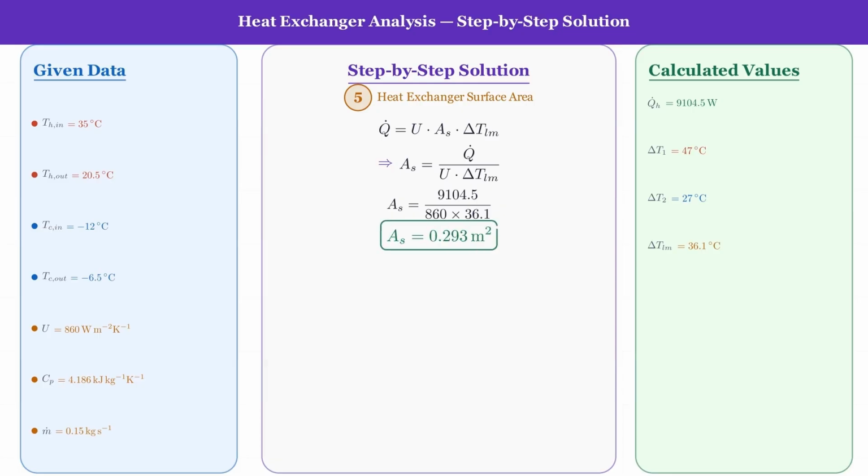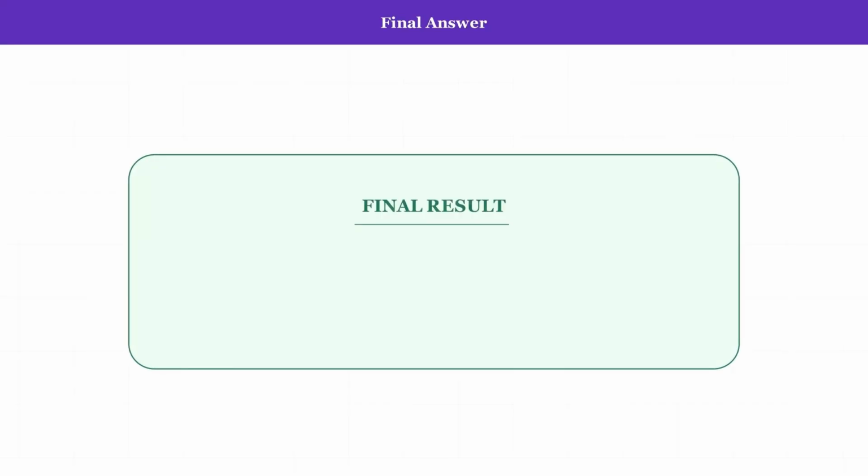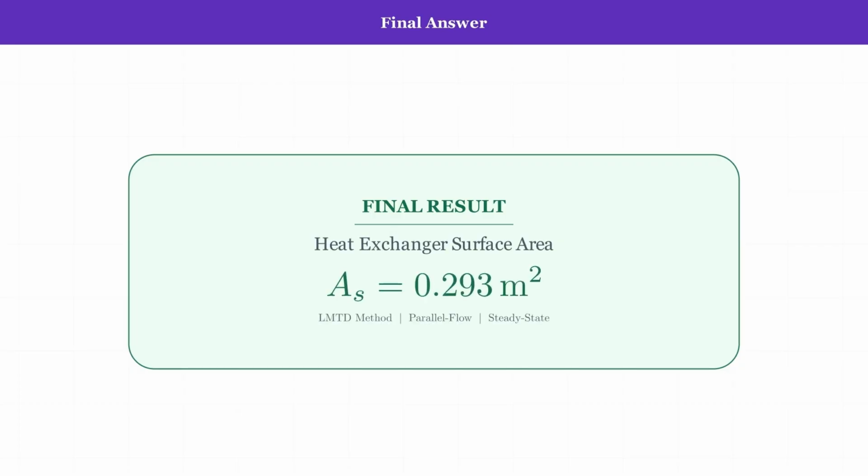The solution is complete. From these, the LMTD method yields the final result directly. Heat exchanger surface area, A sub S equals 0.293 square meters. This result was obtained using the LMTD method, applied to a parallel flow steady-state configuration. From an engineering standpoint, a surface area of less than 1/3 of a square meter is remarkably compact for a heat exchanger delivering over 9 kilowatts of thermal duty.